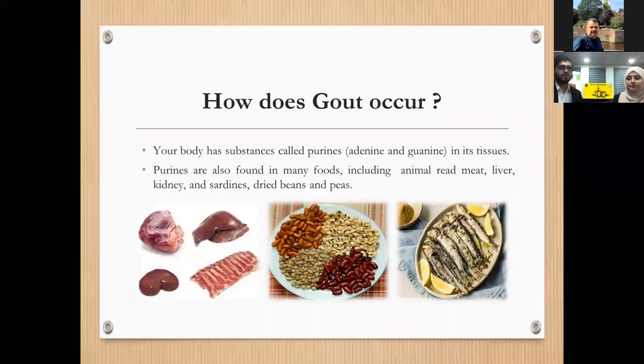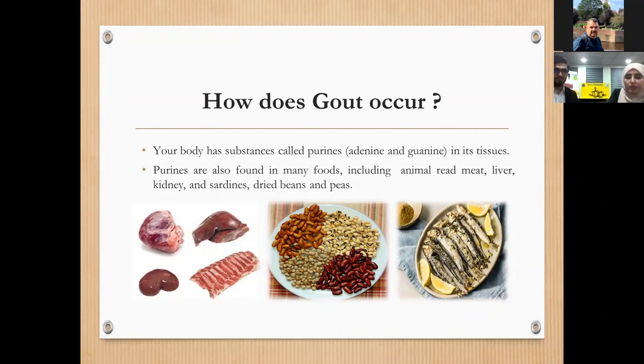Okay, now, of course, there is a mechanism behind gout. So, Ruwaida, could you please clarify how gout occurs? Sure. Firstly, we have two groups of nitrogen bases, purine and pyrimidine. Purines are adenine and guanine. We have two sources of purine, exogenous and endogenous. Exogenous, as these figures show, is present in meat, liver, kidney, beans, and peas. Endogenous comes from our nucleic acids, DNA and RNA.